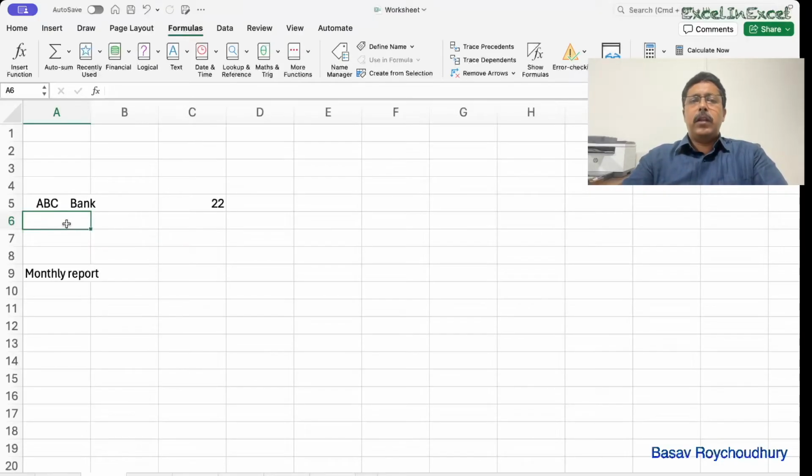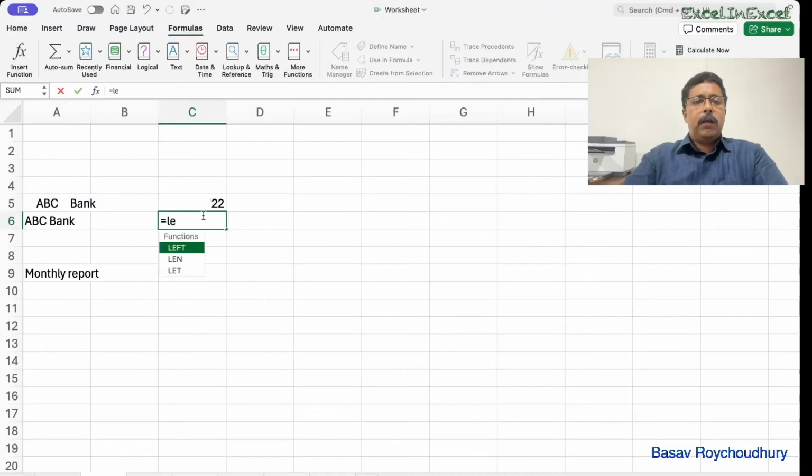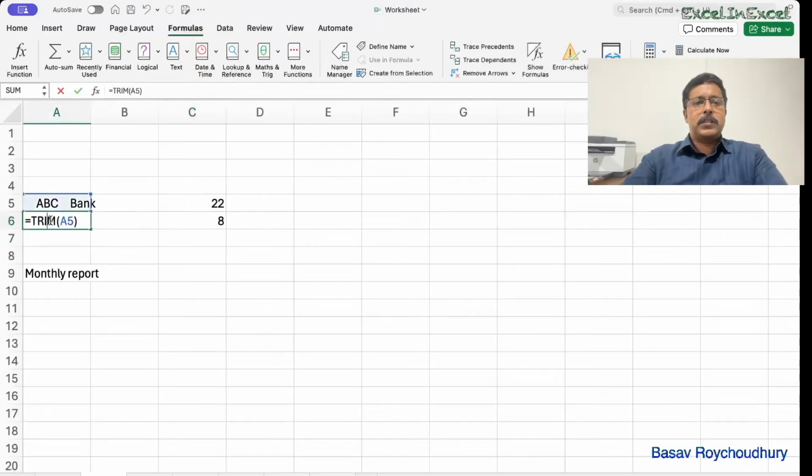But then I may not want them. In that case, what I can do is trim it. Now when I trim this, as you can see, it becomes ABC bank, and if I write the length formula again, then we have 8. ABC 3 characters, 1 space, and bank 4 characters. So that is the job of the TRIM function that we have just discussed.